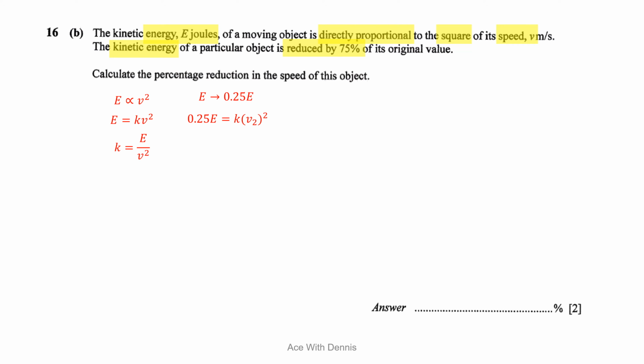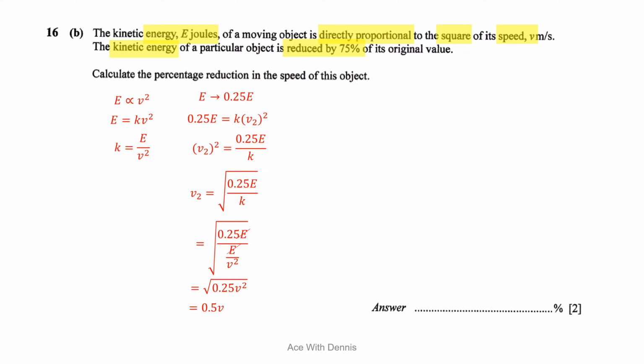So this is a new speed, v2. So v2² will be 0.25E over k. So v2 is the square root of 0.25E over k, where k is E over v². So we can cancel the E, only left with the square root of 0.25v². So the v2 will be 0.5v, which means the speed changed from v to 0.5v.